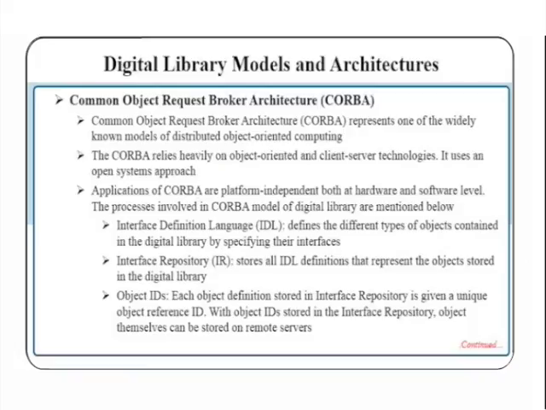The process involved in the CORBA model of digital libraries is as mentioned below. The first one is IDL, Interface Definition Language. It defines the different types of objects contained in the digital library by specifying their interfaces. The Interface Repository, IR, stores all IDL definitions that represent the objects stored in the digital library. Object IDs: each object definition stored in an interface repository is given a unique object reference ID. With object IDs stored in the interface repository, objects themselves can be stored on a remote server.